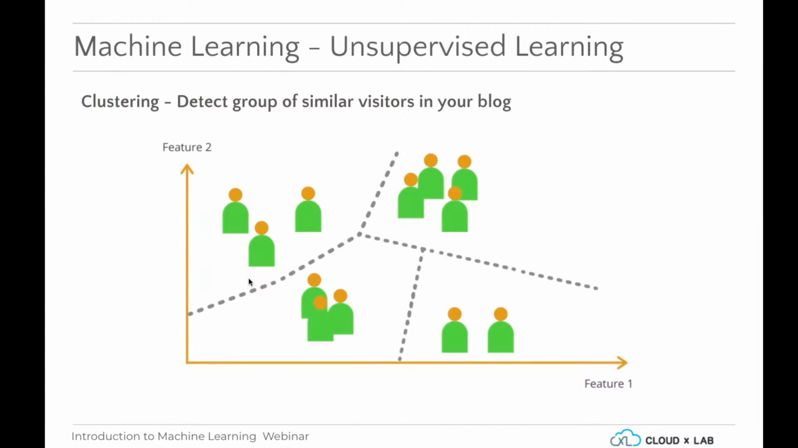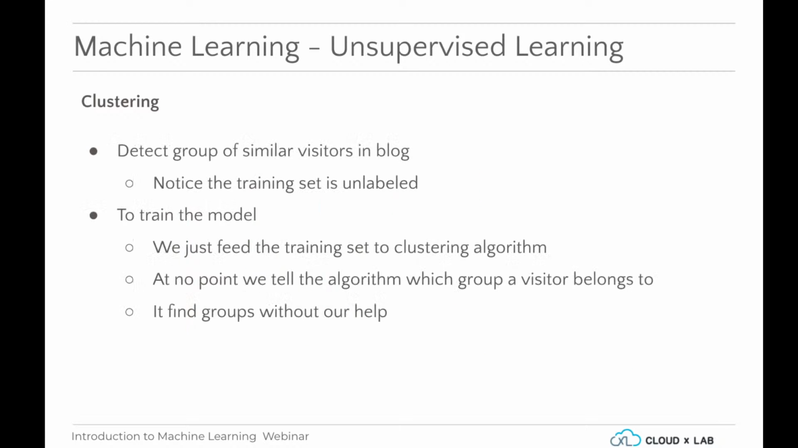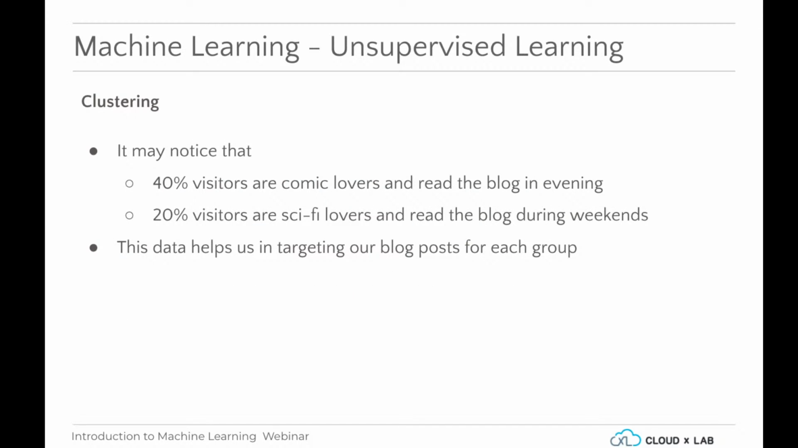Okay, so one of the places where you use it is to detect a group of similar visitors to your blog. The training data is unlabeled and you just feed the data to a clustering algorithm and it figures out what to do. So in this case, it figures out that 40% of your visitors are comic lovers or read the blog in the evening. These are patterns. 40% of visitors are sci-fi lovers and read the blogs on the weekends. So this kind of data helps you target your blog post if that's what you're trying to do. Now, this kind of information is used a lot in digital marketing today for targeting ads to the right people.